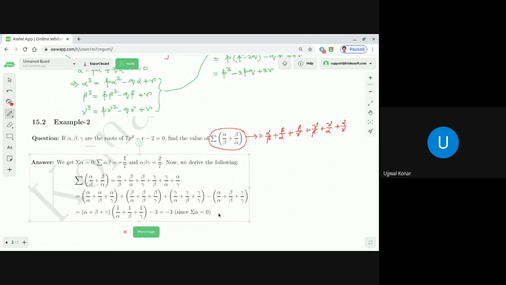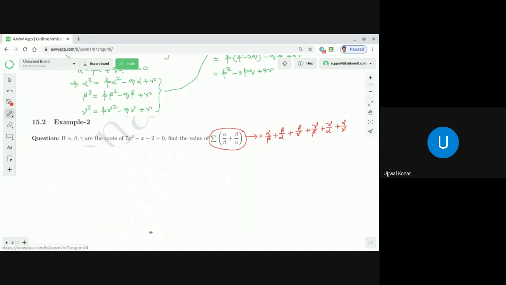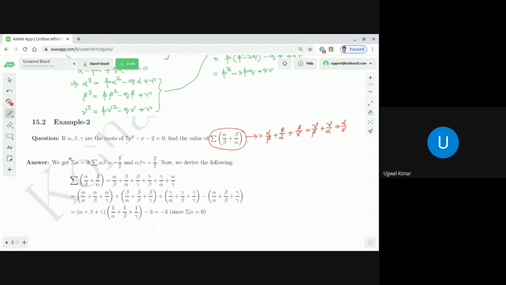So what you see here, dear students, is that alpha plus beta plus gamma, that is sigma alpha, is equal to 0. Then sigma alpha beta is equal to -1/7, and alpha beta gamma is equal to 2/7. That is what we are getting from the roots and coefficients. Now, what is the summation of alpha by beta plus beta by alpha? It means alpha by beta plus beta by alpha plus beta by gamma plus gamma by beta plus gamma by alpha plus alpha by gamma.